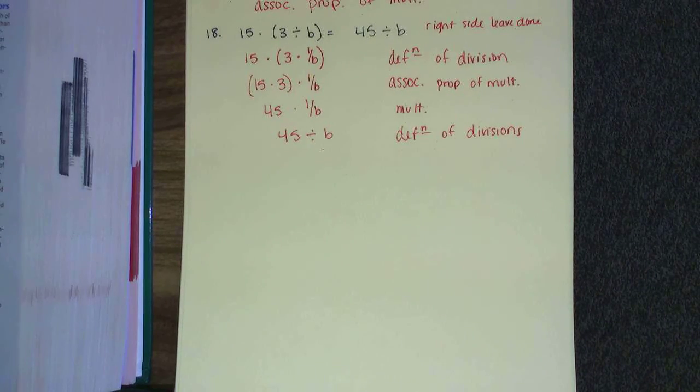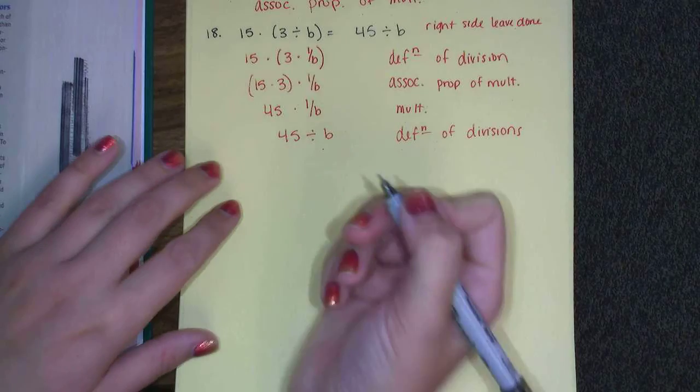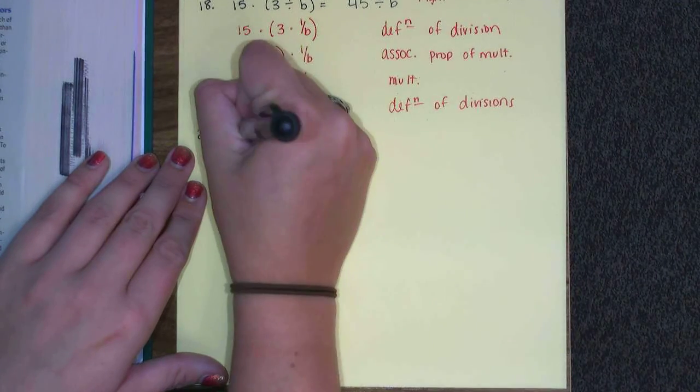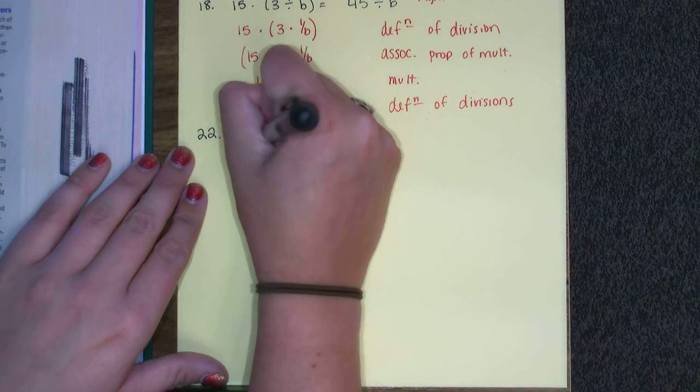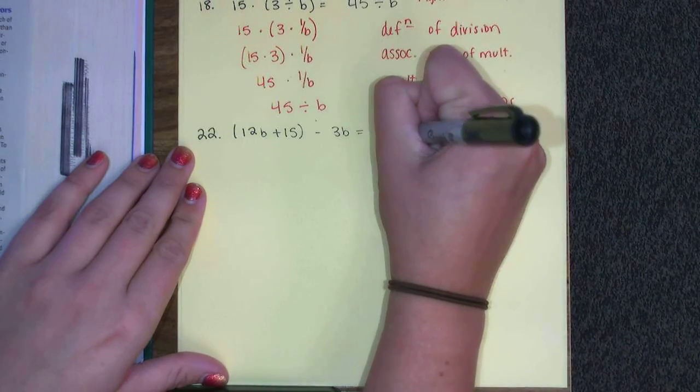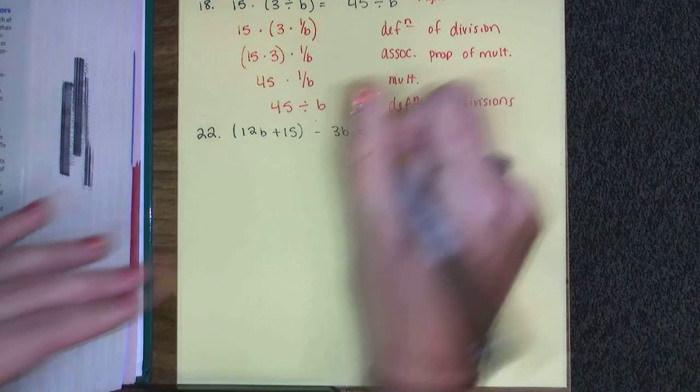All right, let's try 22. My marker's on the floor. Oh, page 6. All right, so 22, we have 12b plus 15 minus 3b is equal to 15 plus 9b.